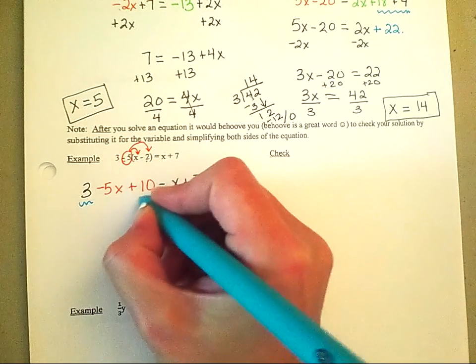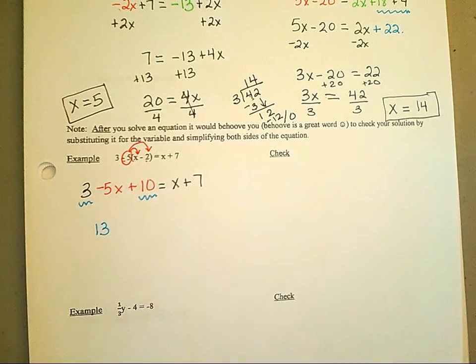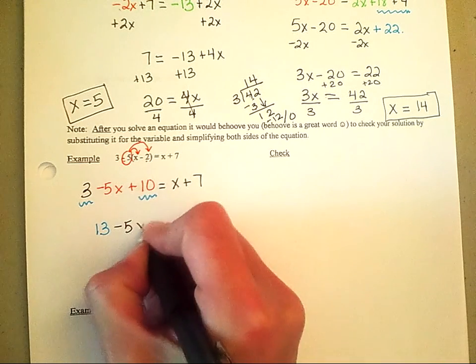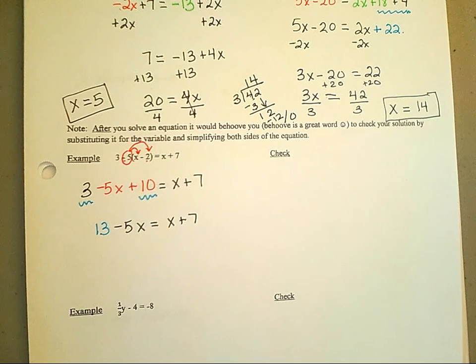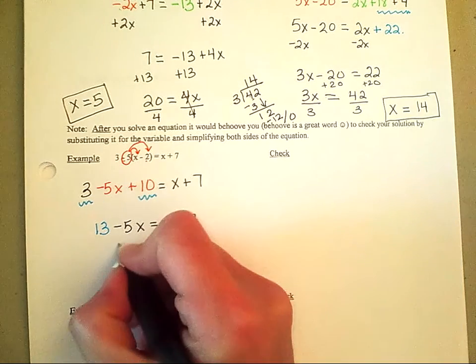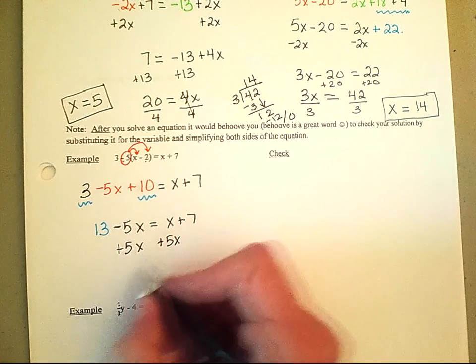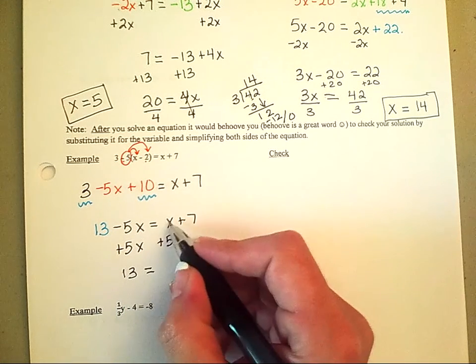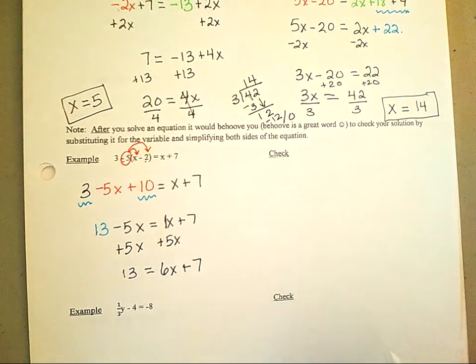Now let's combine like terms on this side. 3 plus 10 is 13. Minus 5x is equal to x plus 7. Now we can solve for x. This is negative and has a larger coefficient than this, so let's add 5x, so when we're done we don't have to divide by a negative. So on this side we have 13 is equal to 1x plus 5x's is 6x's plus 7.